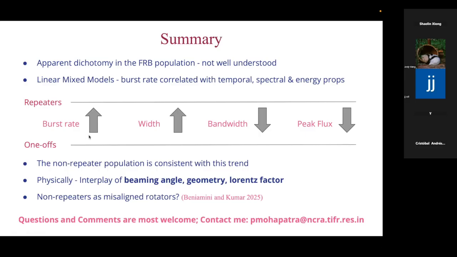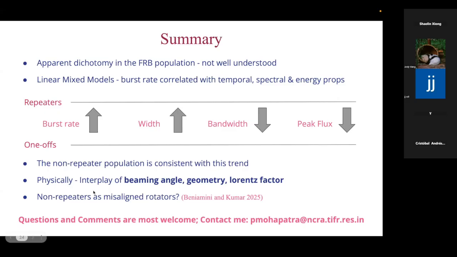We noticed that as the burst rate increases, the width increases, the bandwidth decreases, and the peak flux decreases. And if we vaguely say that the repeaters lie on the higher burst rate side on average as compared to the one-offs, the morphological differences between the repeaters and non-repeaters can generally be described by this framework. And we also find that the non-repeater population is fairly consistent with this trend.